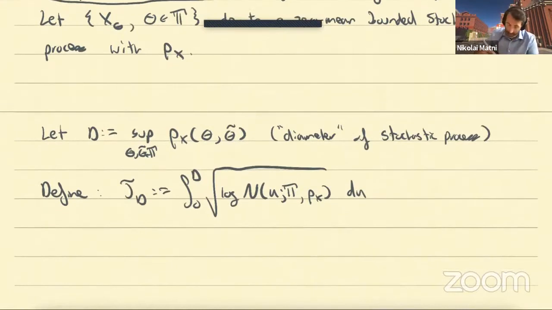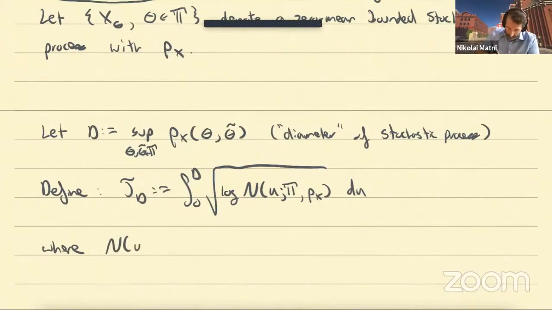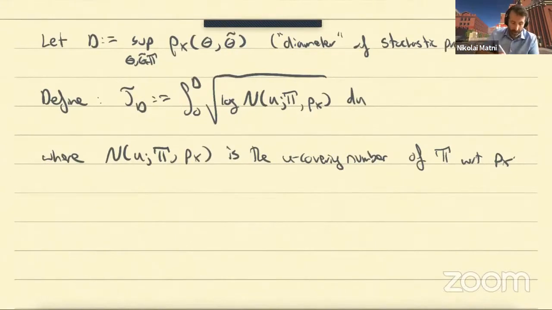Sorry, from 0 to d, where N of u, T, rho x is the u covering number of T with respect to the metric rho x. So what's a covering number? Let's just introduce that very quickly.